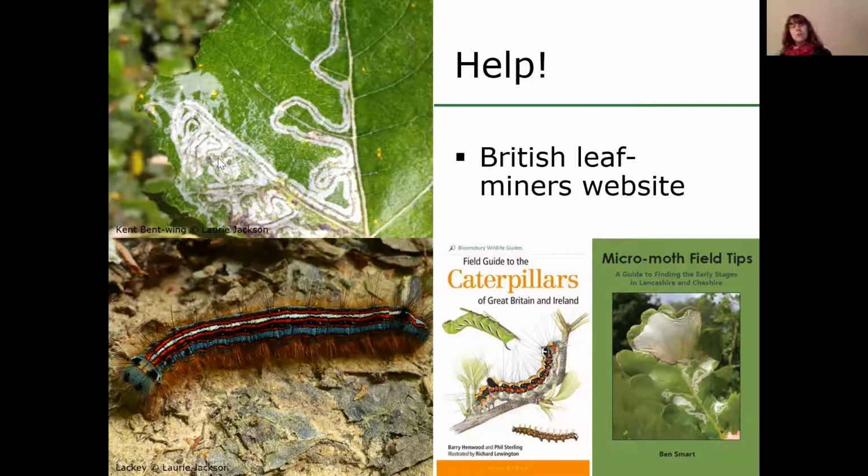And there are lots of resources, again, if you find yourself quite intrigued by these leaf-mining insects. There's this fantastic website here that can help you identify them. You do need to know what the plant is that the mine is in, but it can really help you to work out and find lots of other species. There's also a field guide for caterpillars, and this wonderful book which tells you which things to look out for month by month.